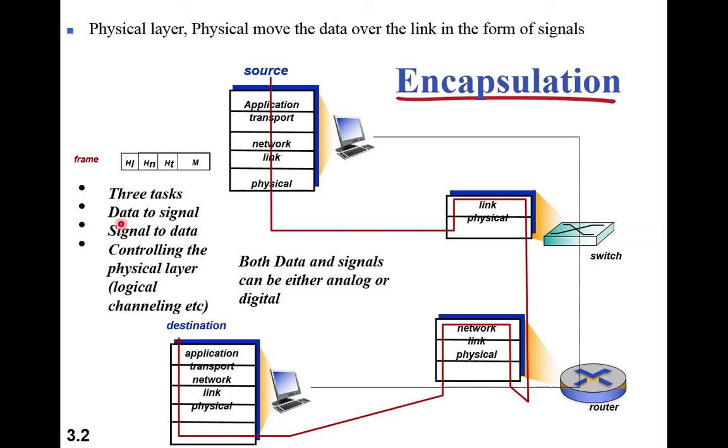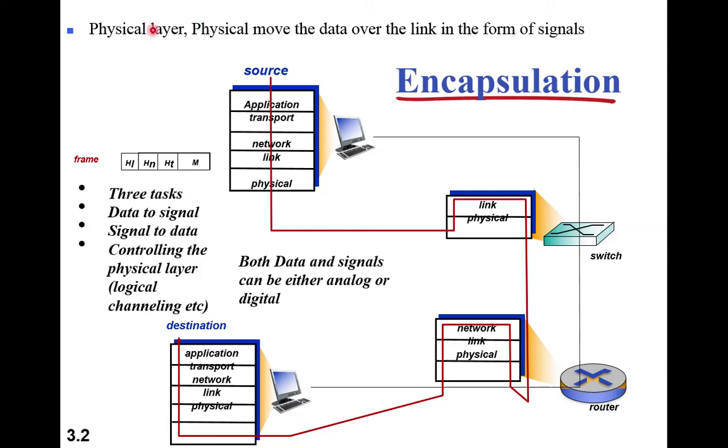So the first task is to convert data to signal at the sending side of the link. At the receiving side of the link, the physical layer converts signal to data. And the third is controlling the physical layer, because there may be different channels. This is the functionality of the physical layer, to map the data to a particular channel.